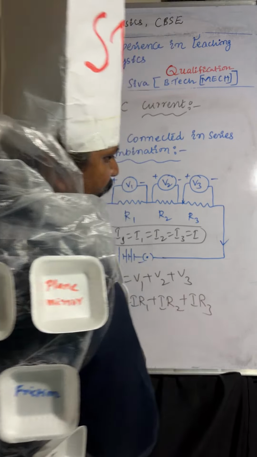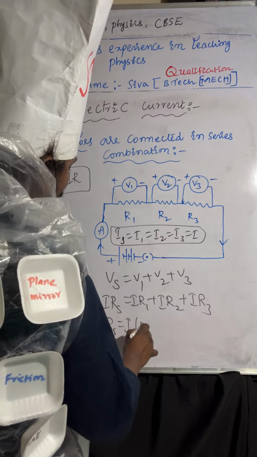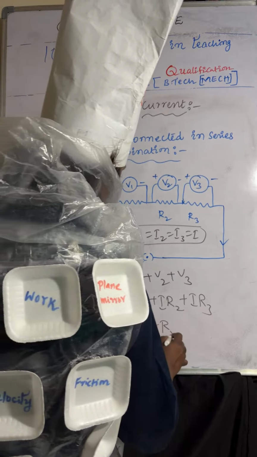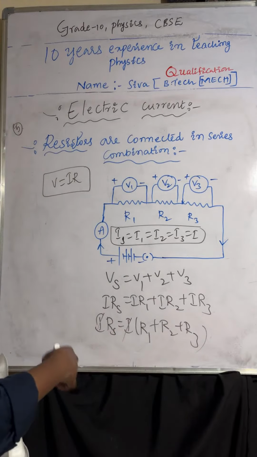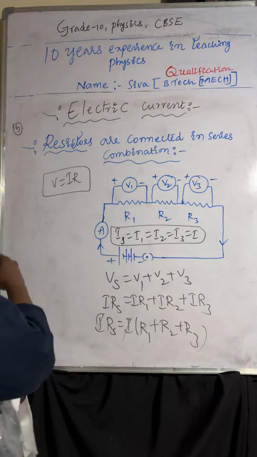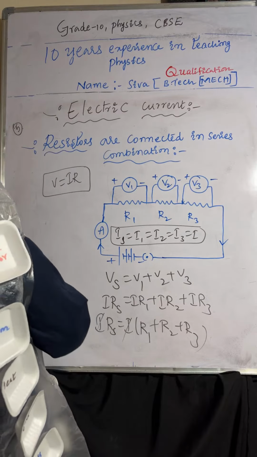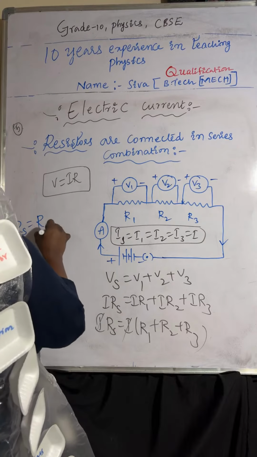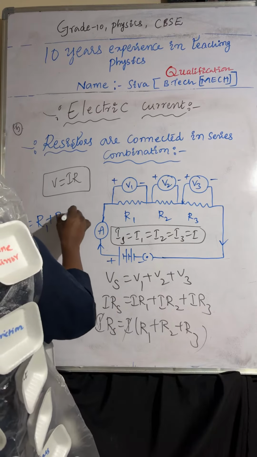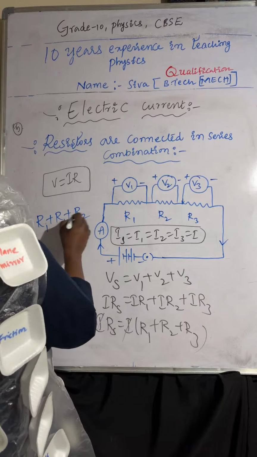So shall I take I common? If you are taking I common, then R1 plus R2 plus R3. So I gets cancelled. So what is the remaining? RS equal to R1 plus R2 plus R3.